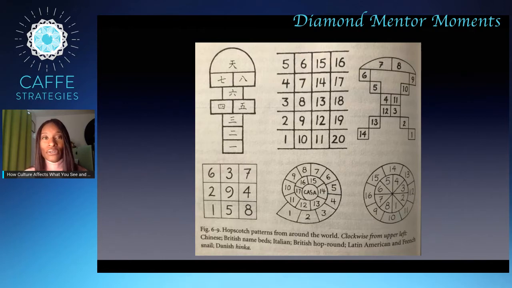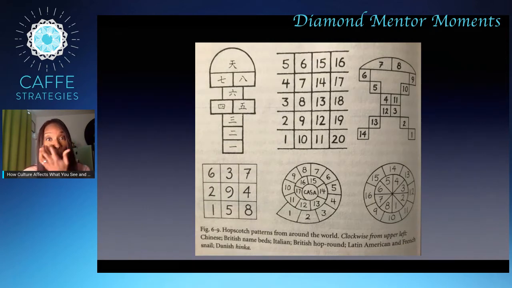This is different hopscotch games around the world. Now, when I say culture, you automatically think ethnic culture. I mean different types of culture, but with this particular example, I do mean ethnic culture. The one on the upper left is from China. Then you have some from Britain. The one on the upper right is from Italy, and then you have some that are French, and they look like a snail form. And then you have a circular one.